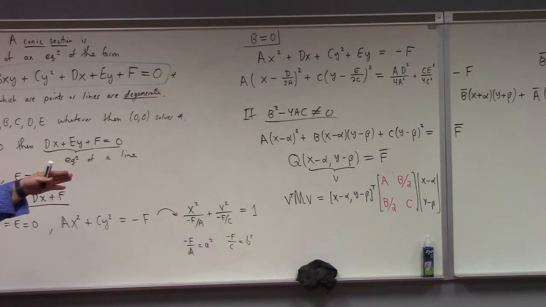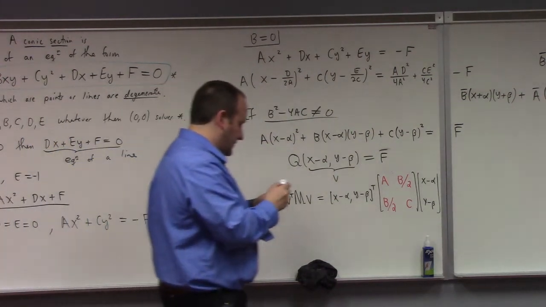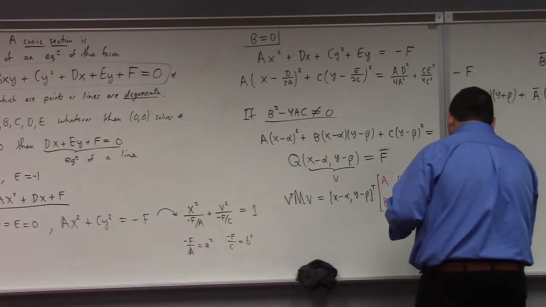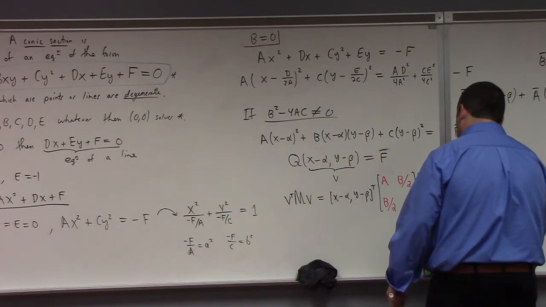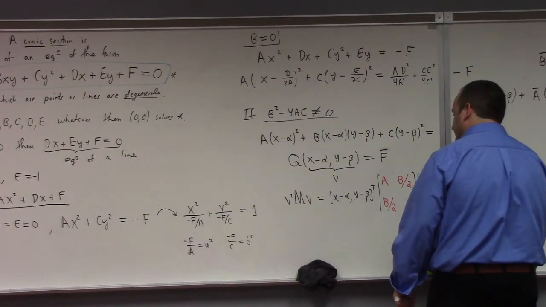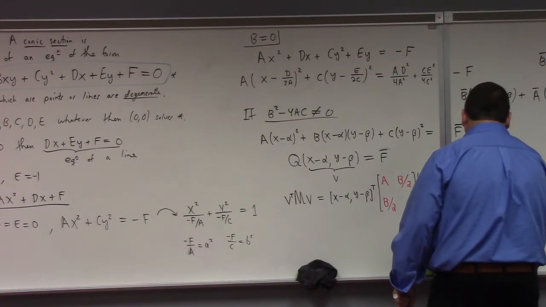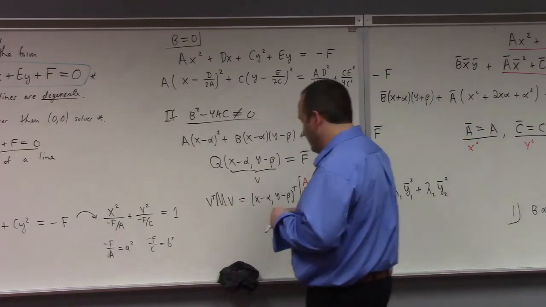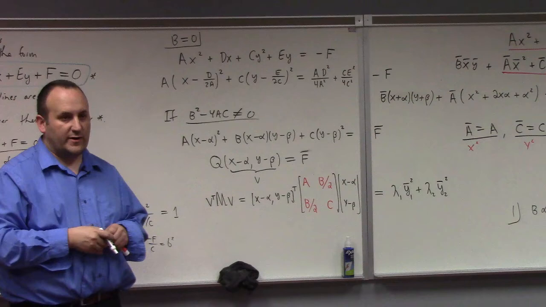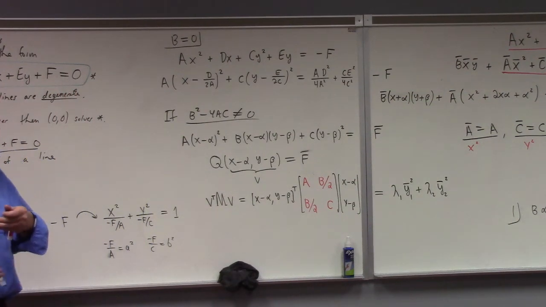So the real spectral theorem says that that can be diagonalized orthonormally, and that the eigenvalues are real. What that means is that you can rewrite this as, say, lambda 1 y bar 1 squared plus lambda 2 y bar 2 squared, right? Where y bar 1 and y bar 2 are rotated coordinates with respect to your original x minus alpha and y minus beta coordinates.